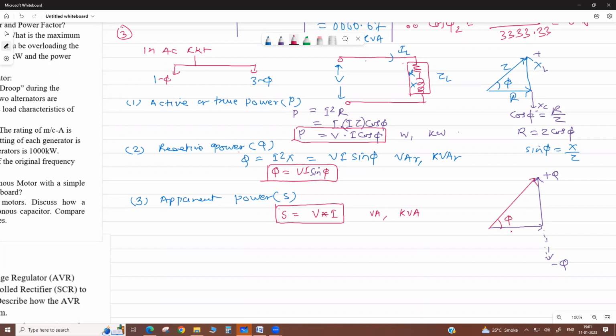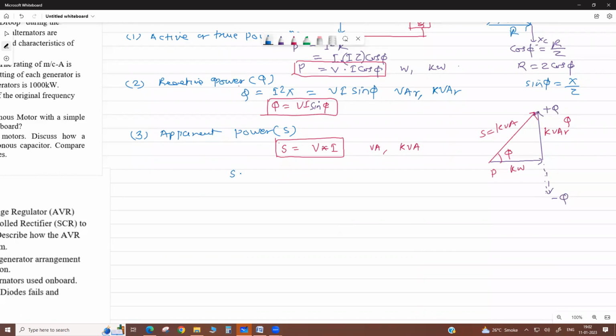So here is the active power P, which means kilowatt. This is the kVAR, Q. This is kVA, apparent power, S. Correct? Okay, dear, this is your power triangle.